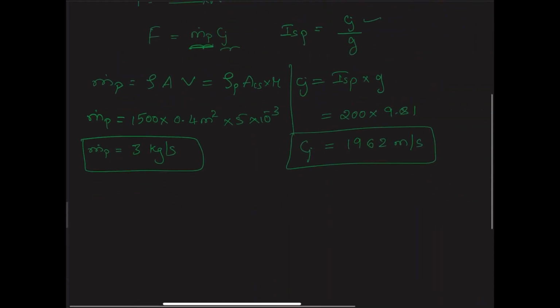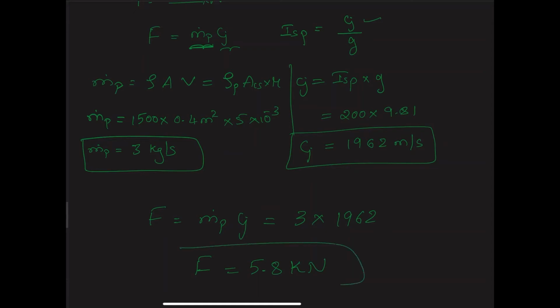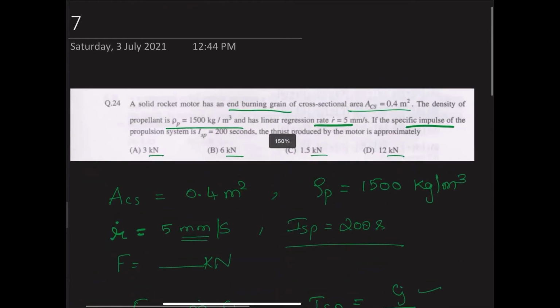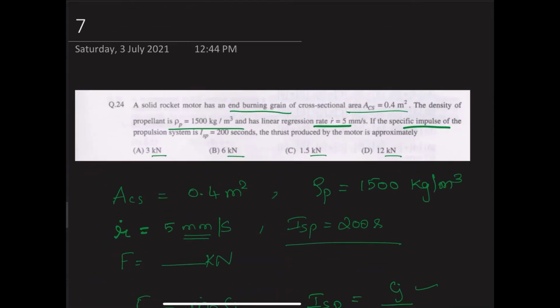So now you got both Cj and mass flow rate of propellant. Thrust will be mass flow rate of propellant into Cj, which is 3 into 1962. So thrust will be 5.8 kilonewton. So the approximate answer will be option B, 6 kilonewton.